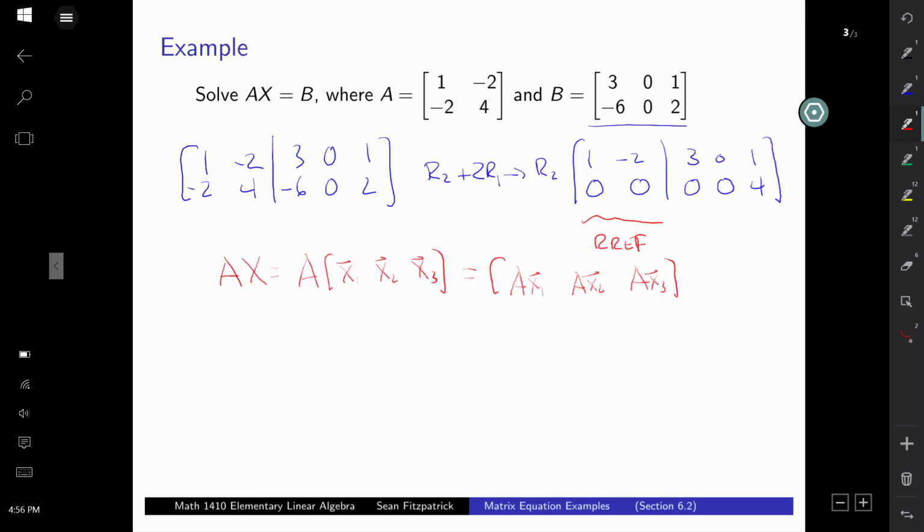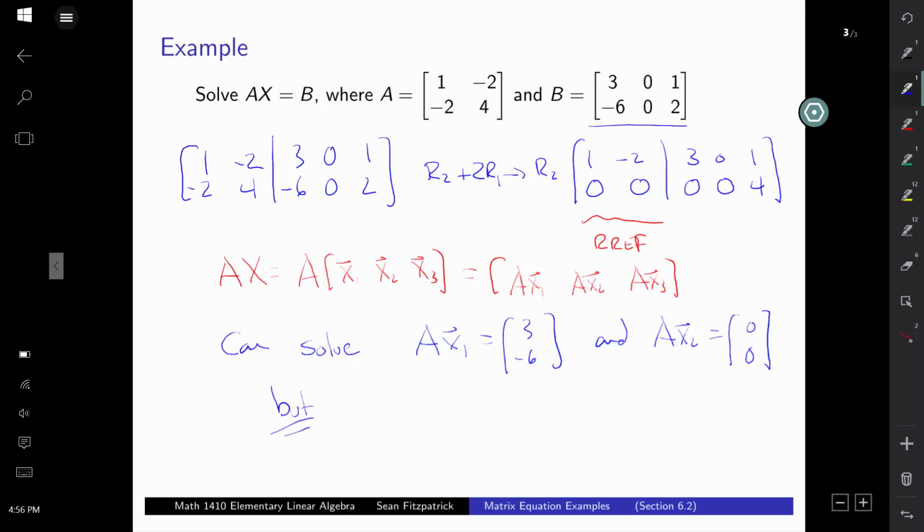AX3, and so we can solve this guy. We can solve A times x1 equals the first column, 3 minus 6, and we can solve A times x2 equals 0, 0, but if even one of the columns doesn't work, and the third one doesn't, this guy is inconsistent.